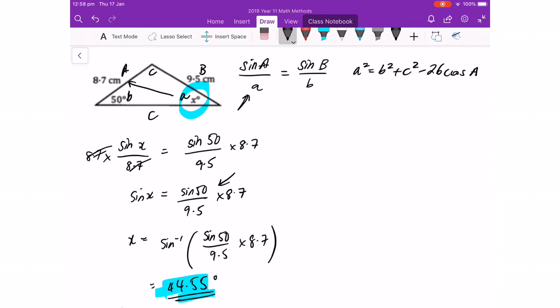All right. So this is just a basic question for using the sine rule. But it's really important for you to know when to use each of the sine rules. And I've got another example coming up. So if you're interested in that, stay tuned.